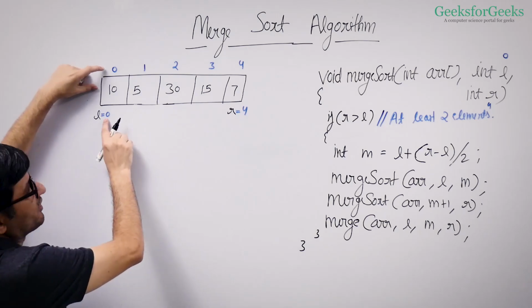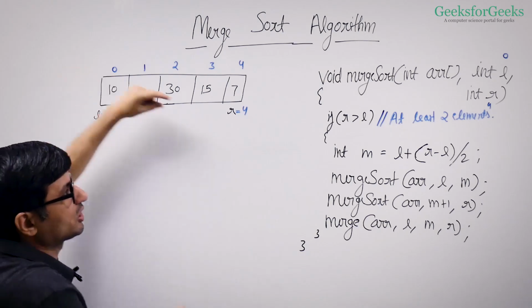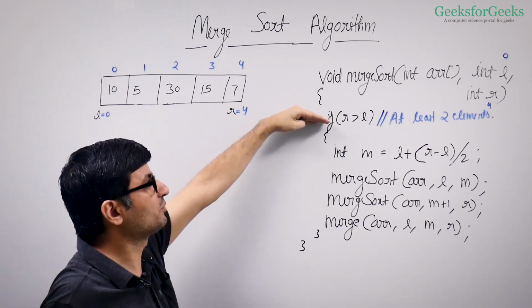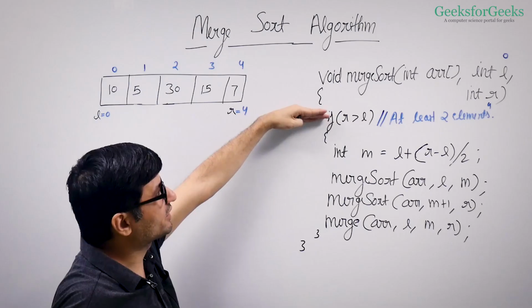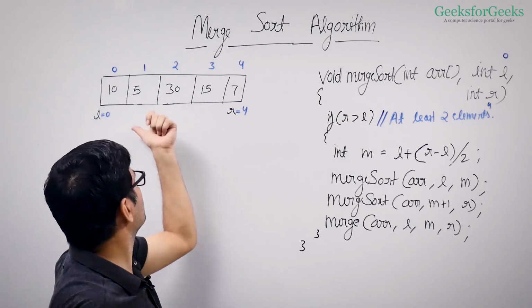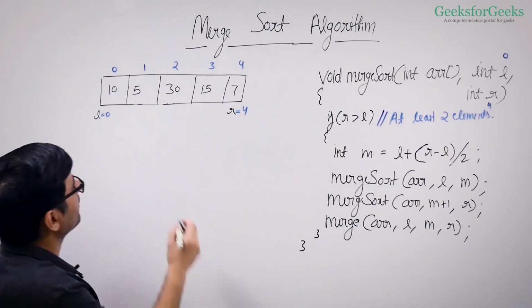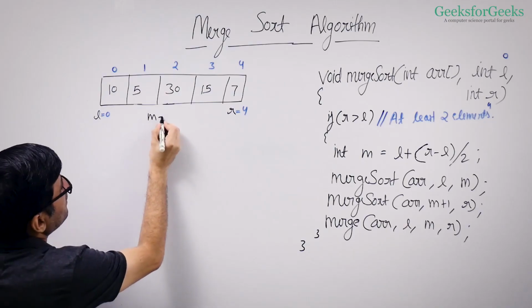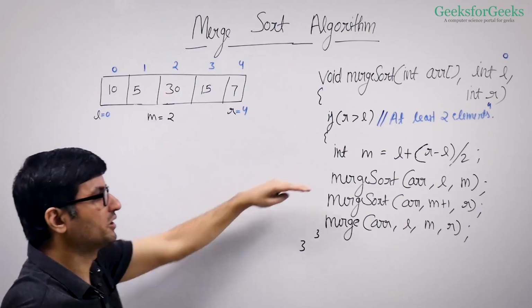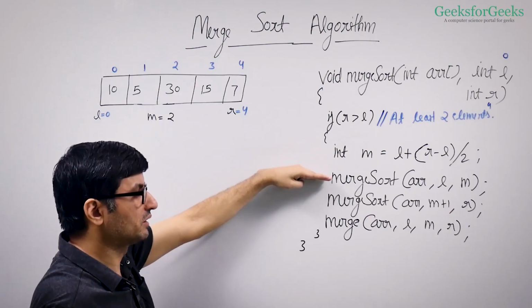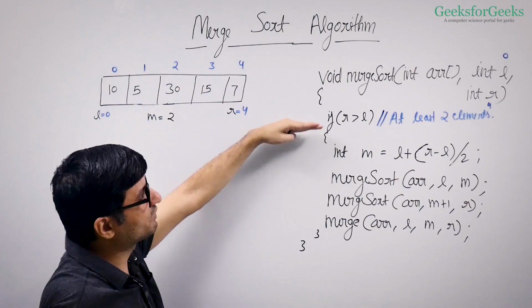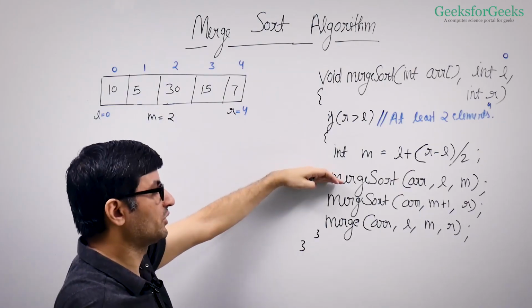We have L is 0 and R is 4. So our function begins its execution from here. R is greater than L, R is 4, L is 0. So we come inside. When we come inside, we find the middle point. Our middle point is 2 after doing this computation. Now we come here. So our main function, which was called from 0 to 4, is now here.